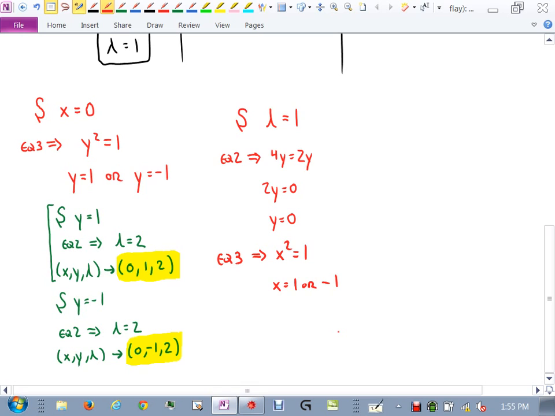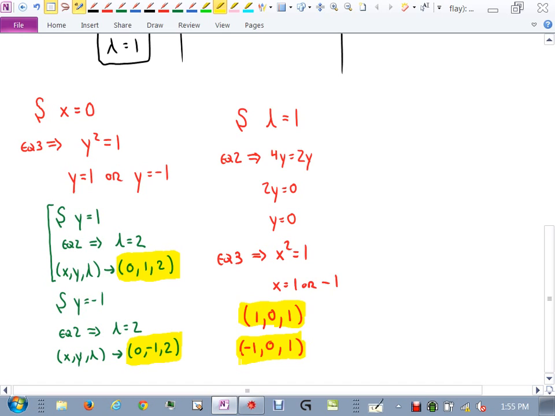Do I need to go and look at what happens if x is 1 and -1? No, because I already know what lambda and y are. So all I needed was x, and I found out that x could be one of two things. So now I have two answers from this part. They are that I could have x is 1, y is 0, lambda is 1, or I could have x is -1, y is 0, and lambda is 1. And now that gives me a total of 4 points.